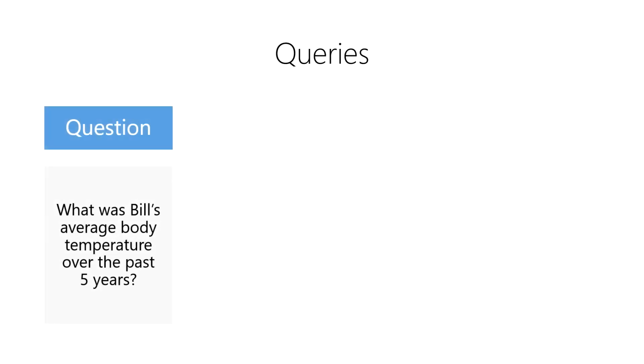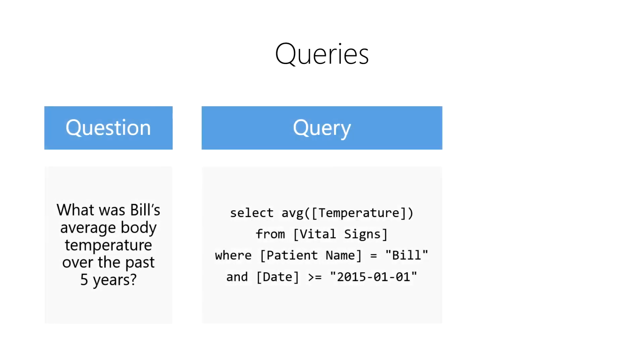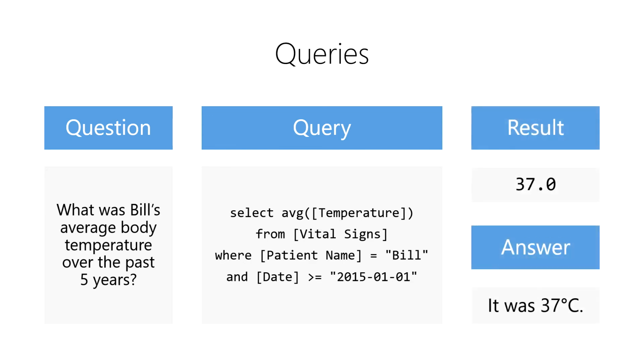Essentially, this is how we get from a question to an answer using a query. We start with a question in our natural language, we construct a SQL query to express that question to the computer, we execute the query which returns a result, and then we express that result in the form of an answer to the question. Queries are the primary tool used for extracting information from tabular data in data science.